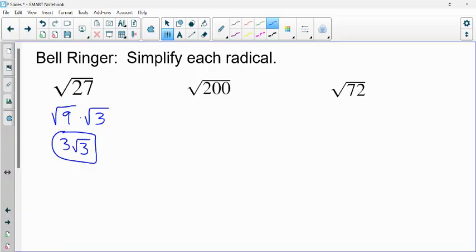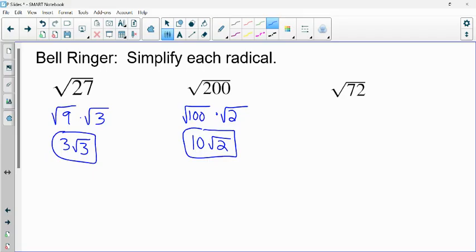100. And then we rewrite this as square root of 100 times the square root of 2, because 100 times 2 gives us 200. Square root of 100 is 10, and then we leave that as the square root of 2. 10 root 2 would be our answer for the second one.